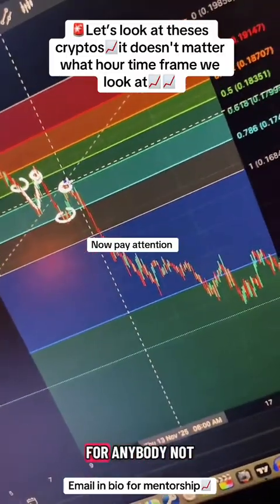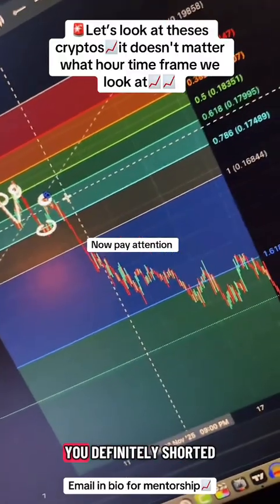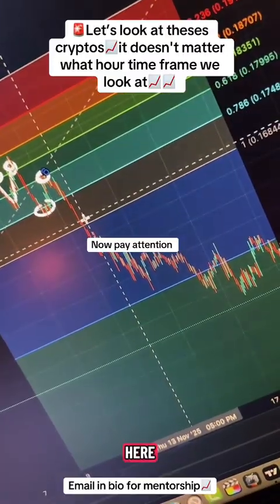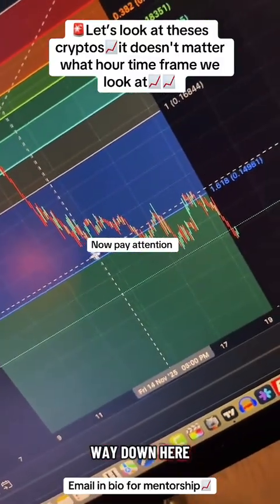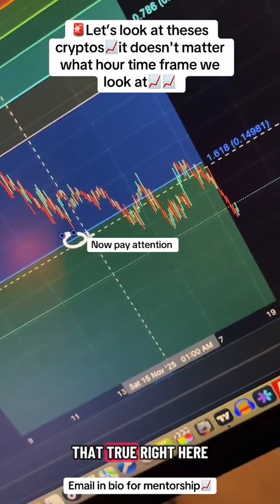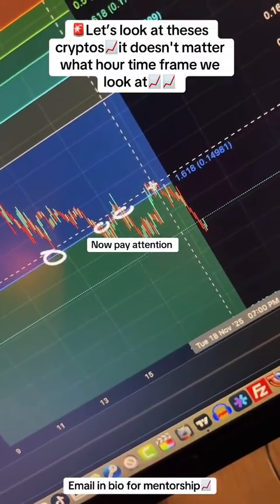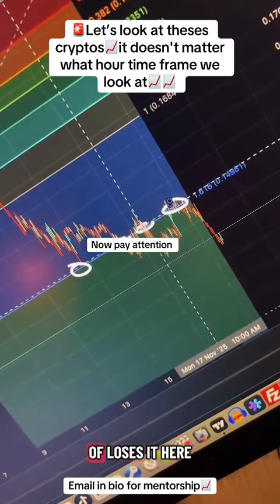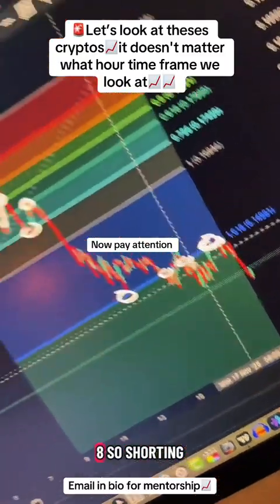I'm going to rub it in for anybody not paying attention. If you didn't short the 50% level, you definitely shorted the 618, right? Comes down here, boom, slams all the way down to the 1618. Is that blue line true? Right here you see the 1618, support and resistance kind of loses it here, and then you're getting rejected right now at the 1618.